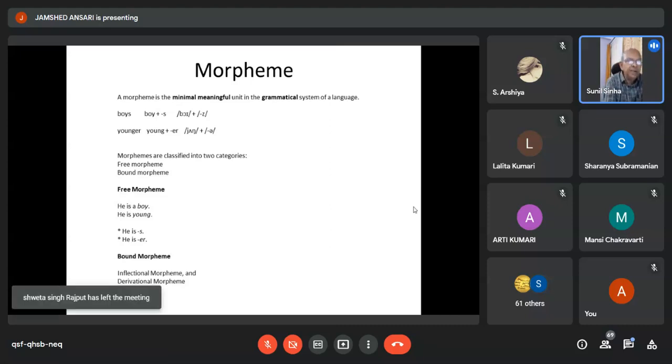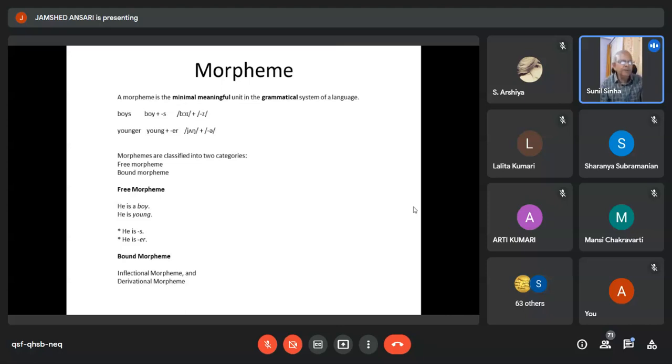That is the grammatical system. That is, you get rules at the level of words, at the level of sentences, etc. Now, morpheme belongs to the grammatical system. How? Let's take these two words, boys and younger. Boys. If we want to divide boys into shorter units, then we can say boy plus s. Boy is the word, and then we add s to it. We pronounce it as boy and then z.